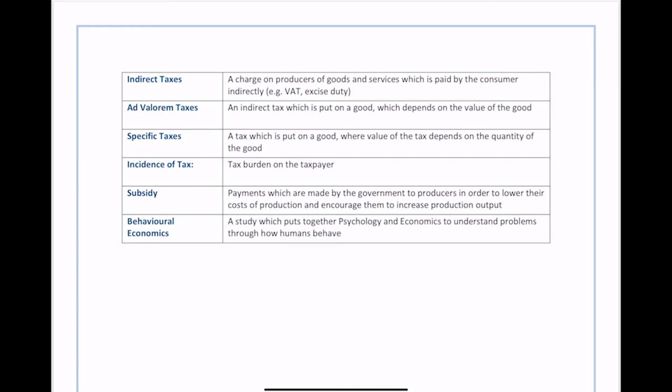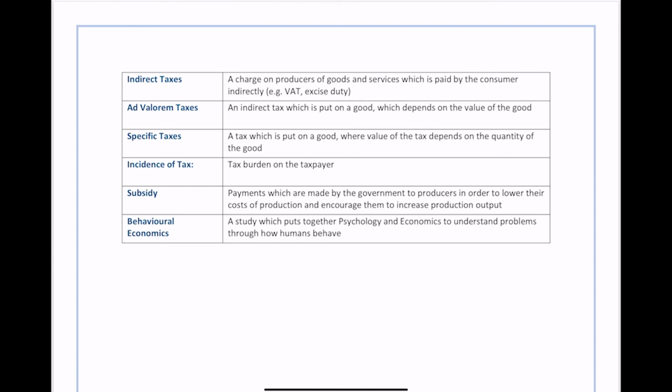Then you've got incidence of tax, which is just a tax burden on the taxpayer. The incidence of tax literally just means the taxpayer paying his taxes and having the burden of paying it. So you probably won't get asked this as a definition. It's more just for you to know, so you understand what it means when someone says incidence of tax. And finally, you've got subsidies and behavioral economics.